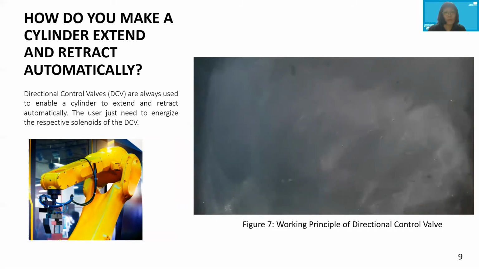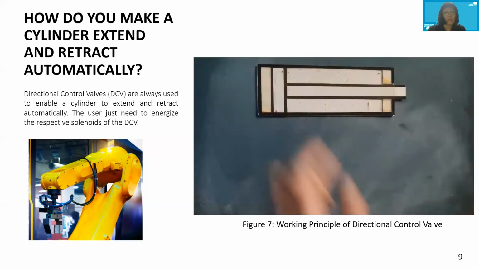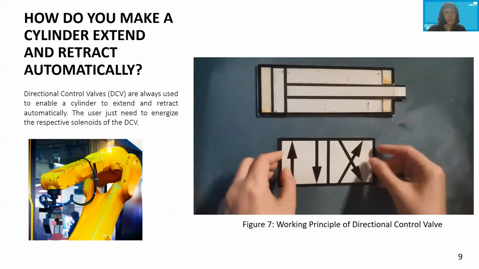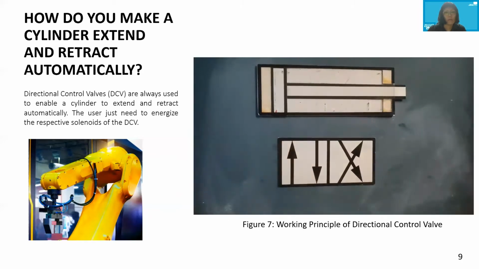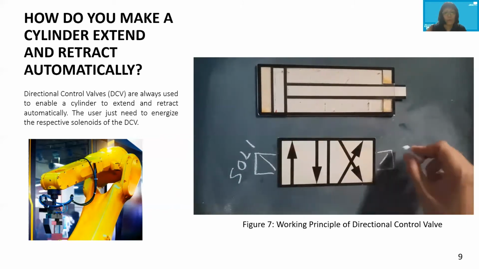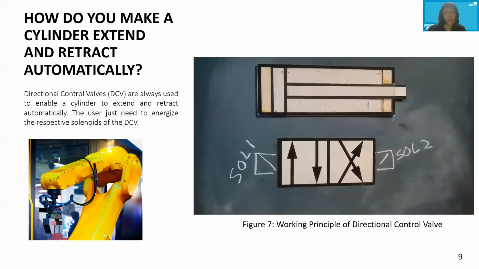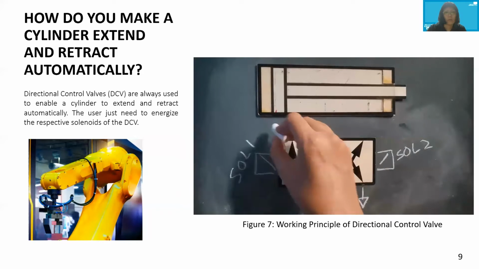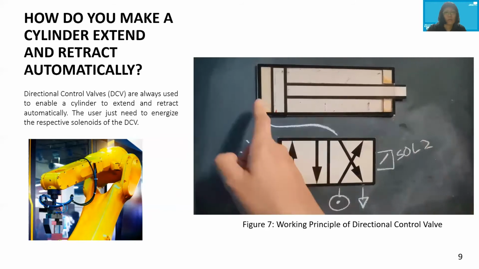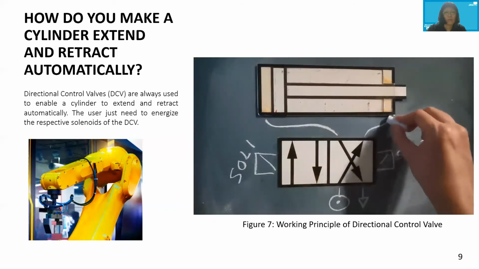Now I'm going to show you the double acting cylinder, and how I'm going to use the 2-way double solenoid directional control valve to control the extension and retraction of this cylinder automatically. So first, I will draw the solenoid on this directional control valve: solenoid 1, SOL1, and solenoid 2. Next, I will draw the air supply that's being connected to this DCV and the exhaust as well. And this cylinder is being connected to this DCV using pneumatic air tubings, one side to the ball side of the cylinder and the other side to the rod side of the cylinder.